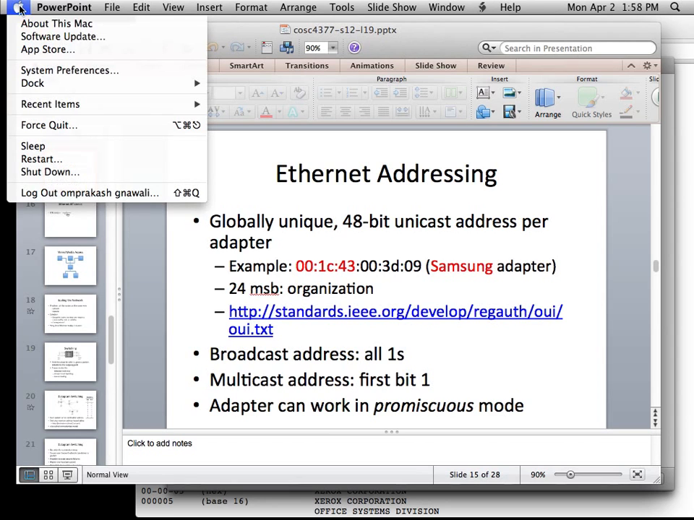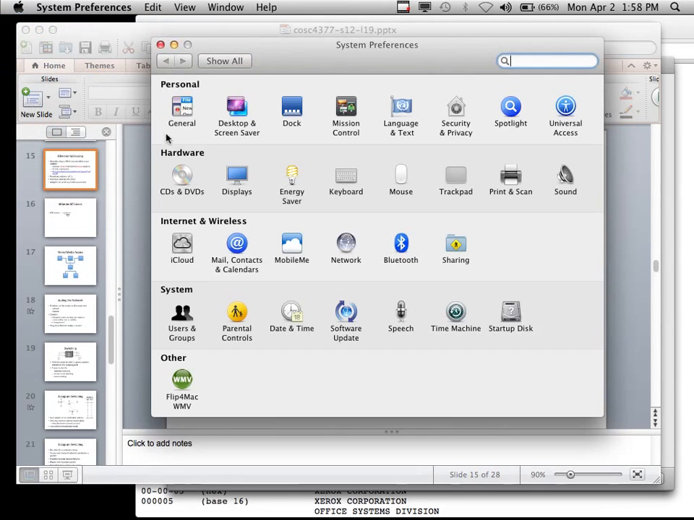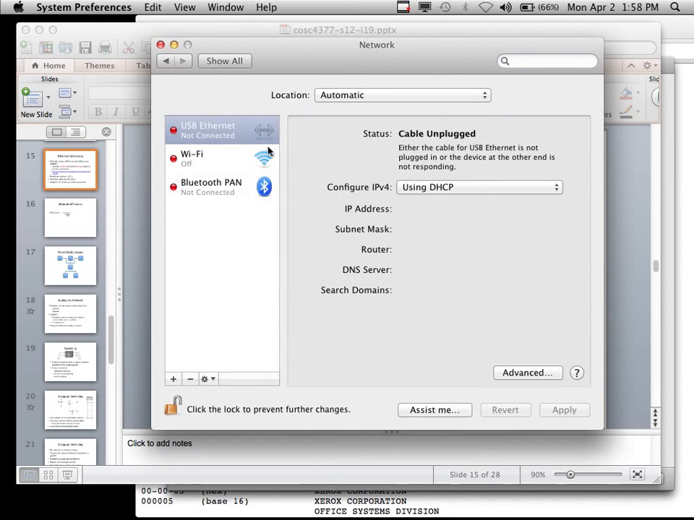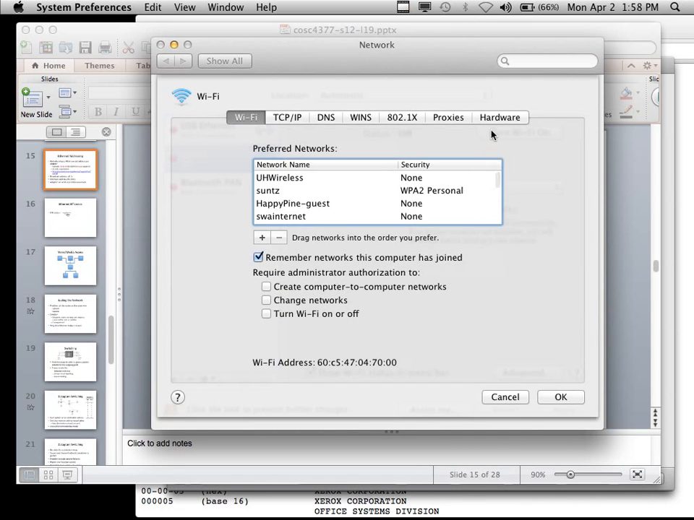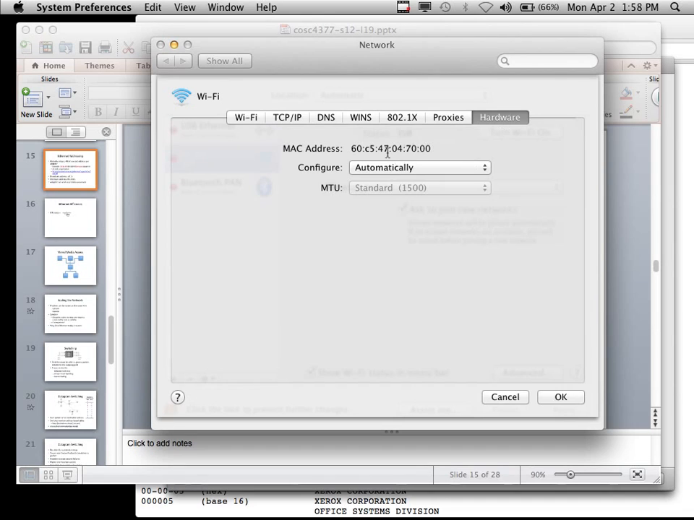So I could go here, to System Preferences, to Network, and this is an interface that I have. Advanced, and I can go to Hardware, and that's the address of my wireless card.